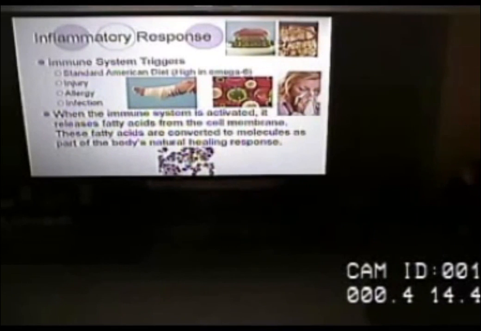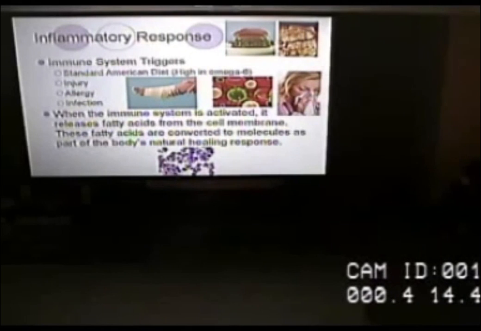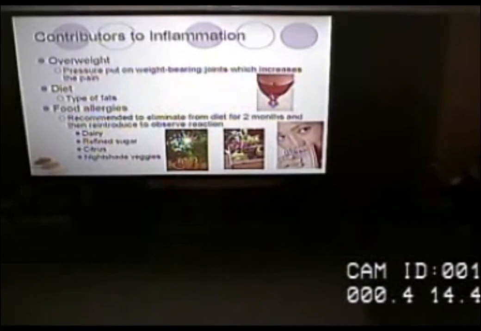So inflammation can come from a variety of places. The triggers can be your SAD, standard American diet, which I'll get more into, that is high in omega-6s, like your corn oils, a lot of the oils that are used in your cooking and eating out that we don't realize and know what they are. Injury, allergy, infection, and your body creates these to help with the natural healing process. Things that will also contribute to inflammation: being overweight puts extra pressure on the joints. Again, I'll get more into each of these, the types of fats. The food allergies are things that actually put an extra burden on the body a little bit more.